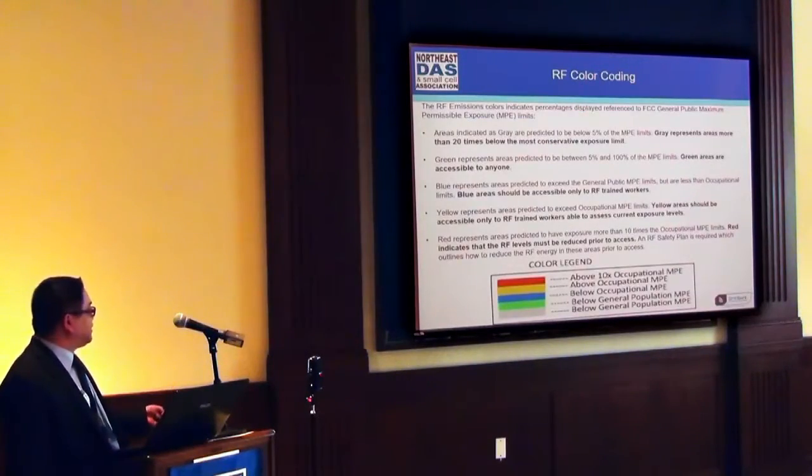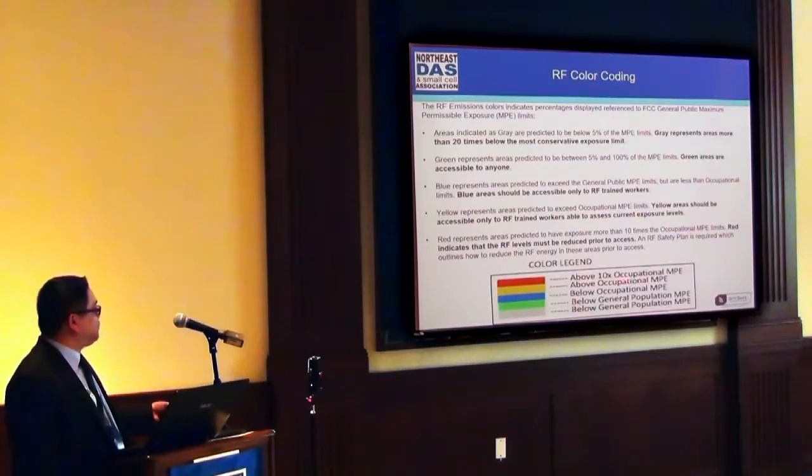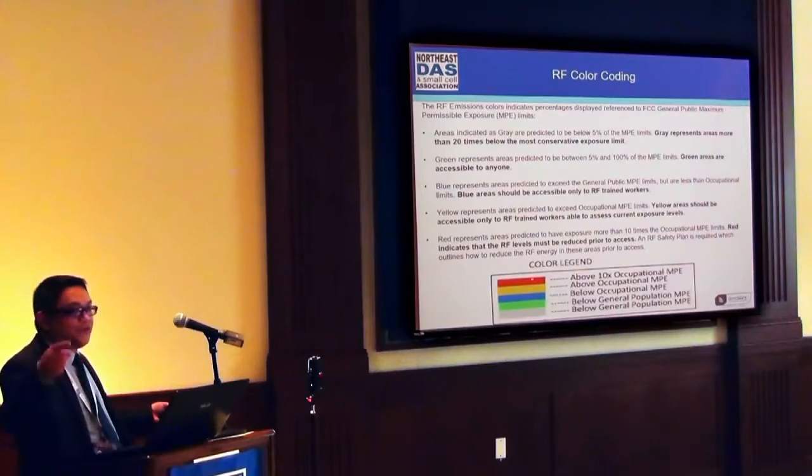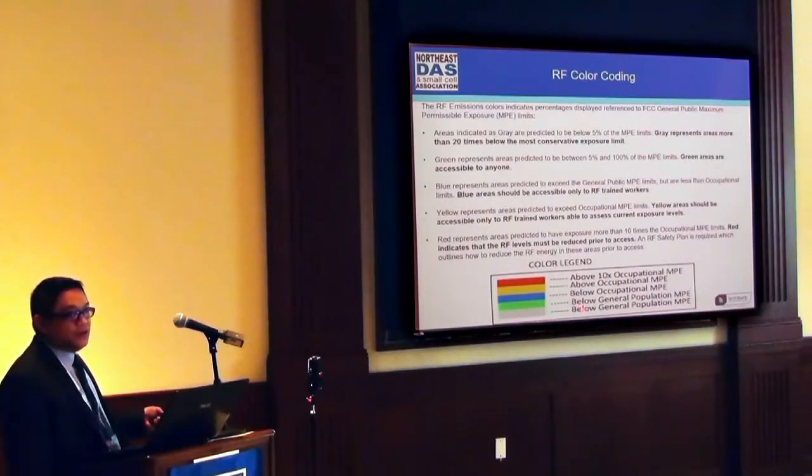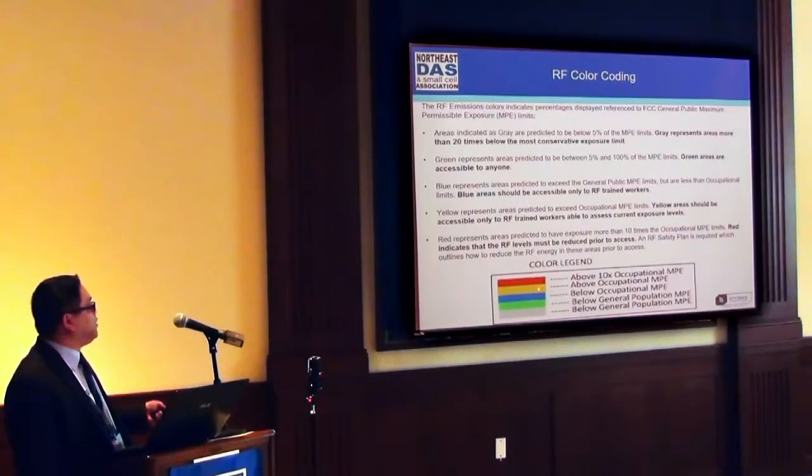These colors would represent basically the predictions, just so when I go through the different slides, you'll actually see what I mean. If it's gray, it means that you're below the general population MPE levels. If you're green, you are within the general population. If you're blue, you are below the occupational, but you're above the general public. Which means you're failing general public. If you're yellow, it means you're above occupational, and if it's red, it means you're 10 times above the occupational.